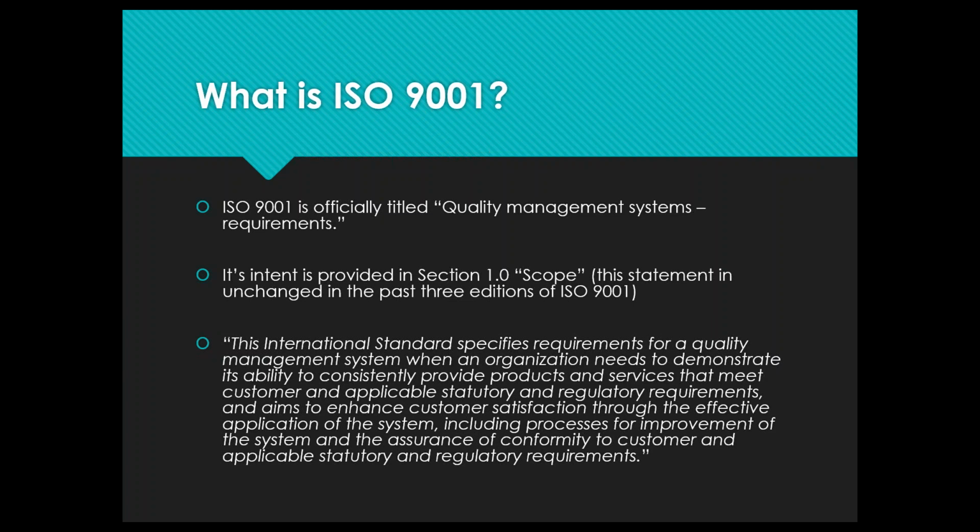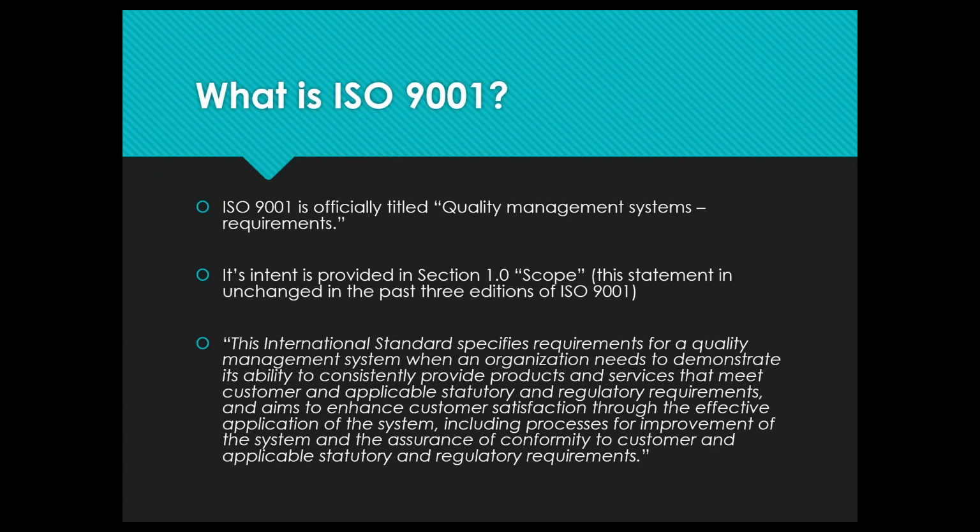Going back over the last 3 editions, this scope statement is completely unchanged. It states that this international standard specifies requirements for a quality management system when an organization needs to demonstrate its ability to consistently provide products and services that meet customer and applicable statutory and regulatory requirements, and aims to enhance customer satisfaction through the effective application of the system, including processes for improvement of the system and the assurance of conformity to customer and applicable statutory regulatory requirements.